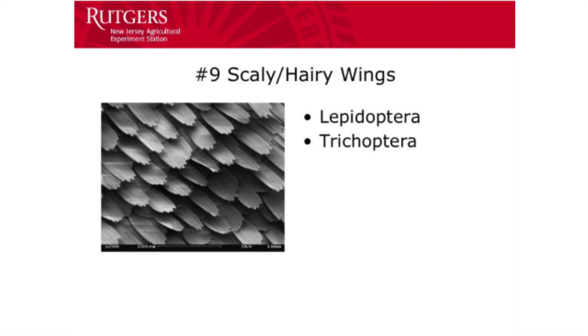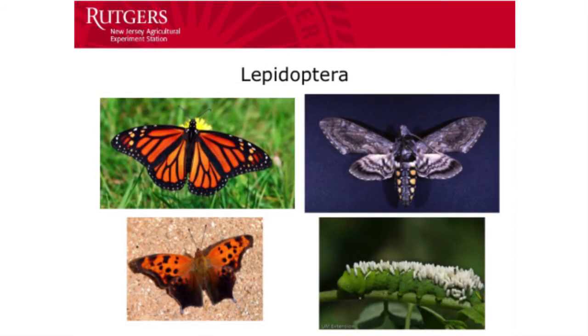Scaly, hairy wings. These are the Lepidoptera and Trichoptera. Those are the only two orders that fall into this category. Lepidoptera, of course, are the butterflies and the moths. And I've got a picture of a monarch. Hopefully everybody knows what that is. The one below that, that's a question mark. It's called a question mark because if you look at the outer margins of the wings, it looks like it's sculptured like a question mark when it's folded up.